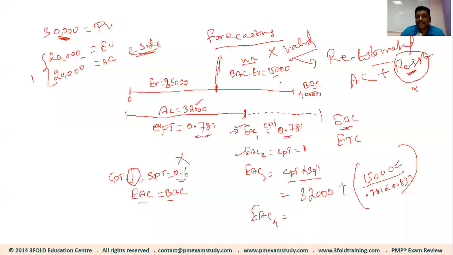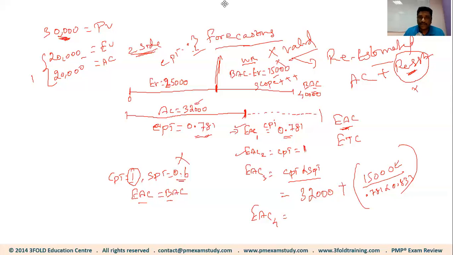Right? For example, there are a lot of reasons why we can use this assumption. For example, a lot of scope has been changed for the remainder of the work, which means the 15,000 is no longer valid, isn't it? Or the CPI so far is really poor, for example 0.3, 0.4, which means something went wrong in your project. Maybe your estimation was poor.